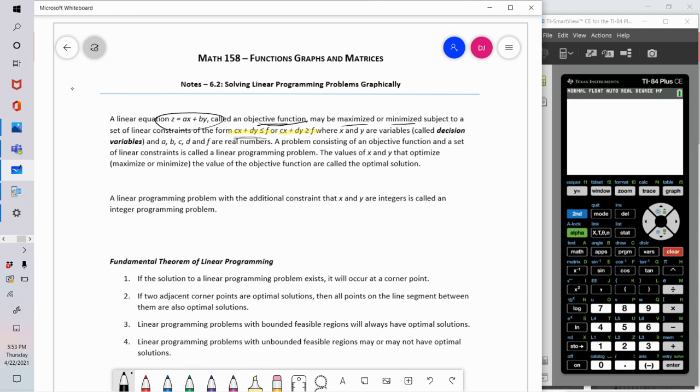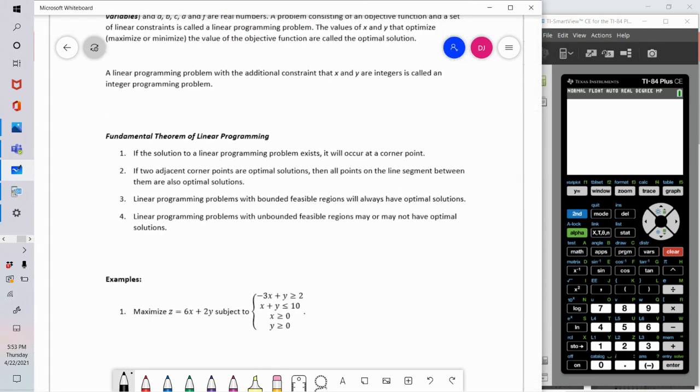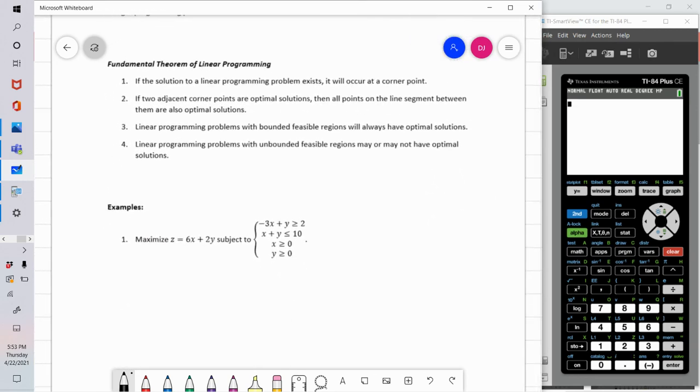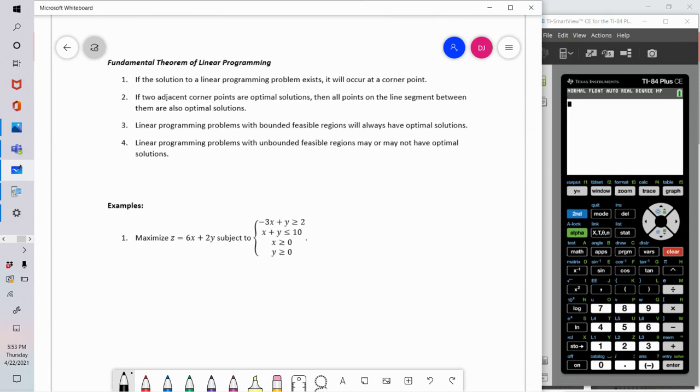Okay, what we want to do is explore, given these constraints, what is the maximum value that z can take on. They're optimization problems. We come up with an optimal solution. Okay, and there are some rules here for linear programs that are fairly significant and informative. If the solution to a linear programming problem exists, it will occur at a corner point.